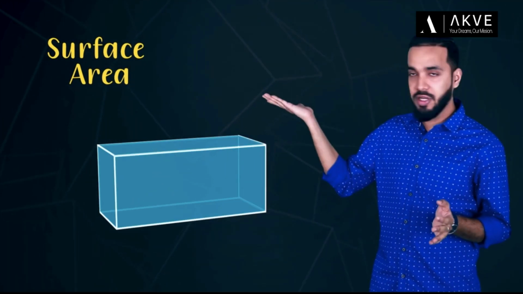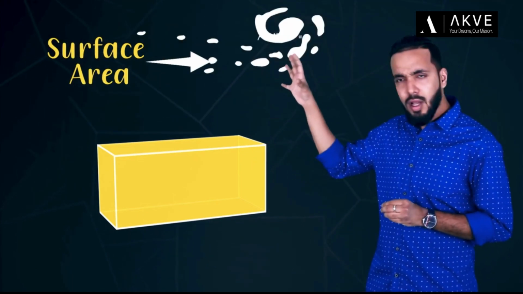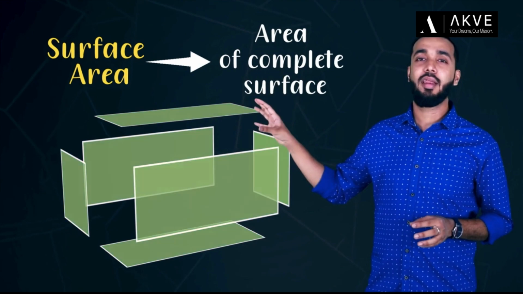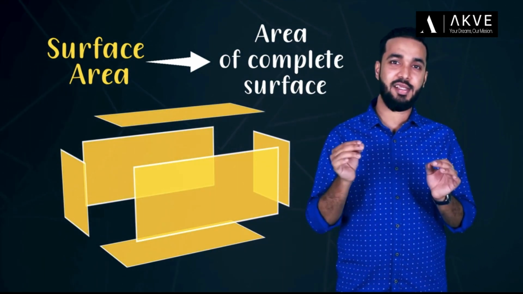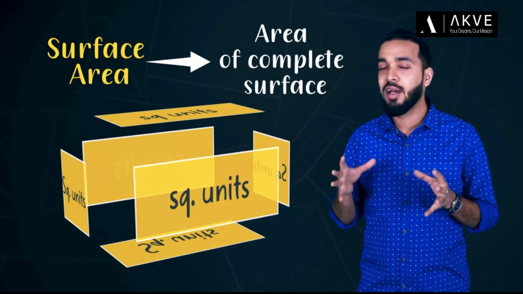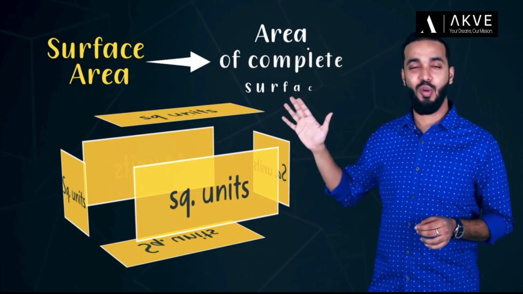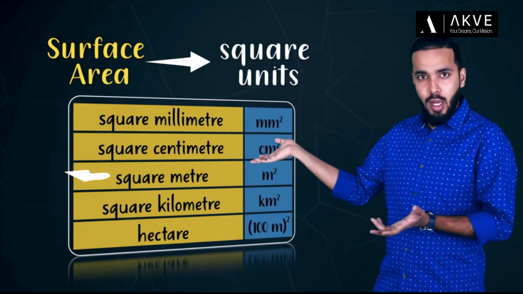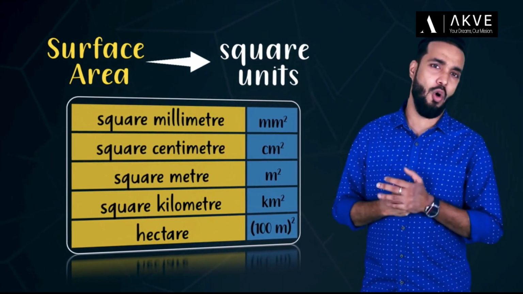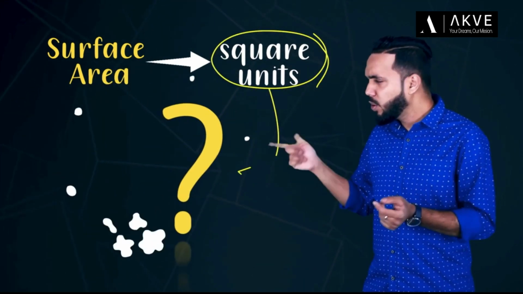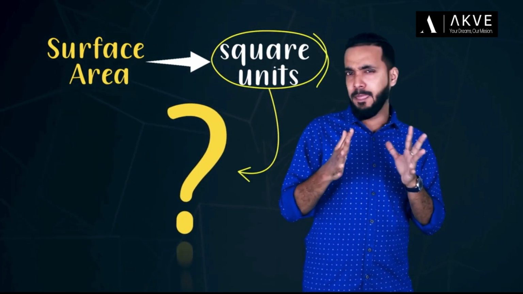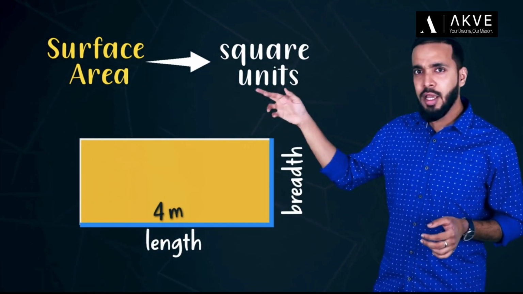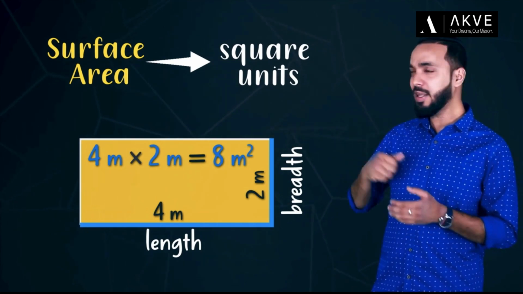The surface area of a 3D figure is just the area of the complete surface, right? So, just like we calculate the area of 2D figures in square units, surface area is also calculated in square units, like square millimeters, square centimeters, square meters, square kilometers, and so on. But why do we use square units? Maybe because we are multiplying the length and the breadth. 4 meters into 2 meters is equal to 8 square meters.